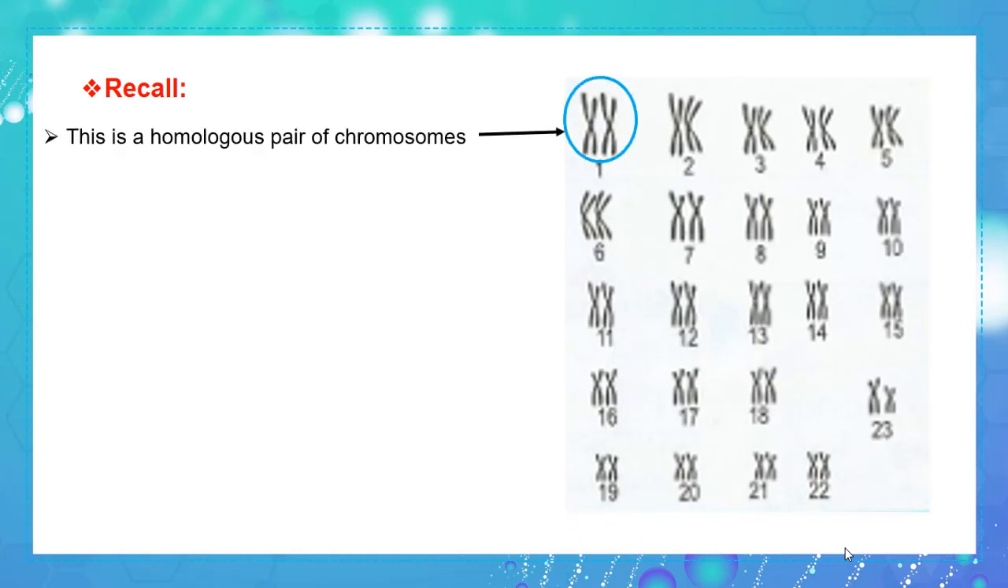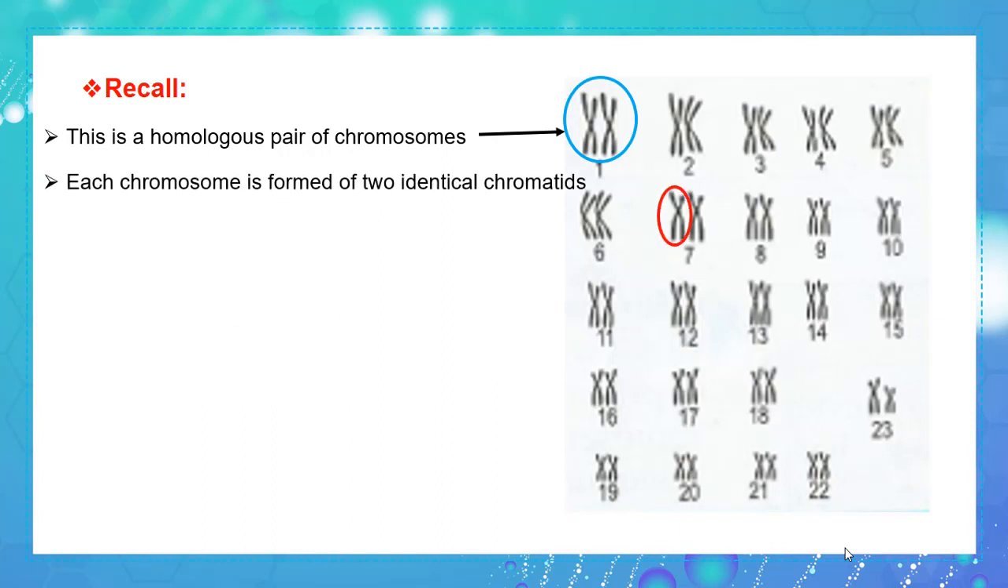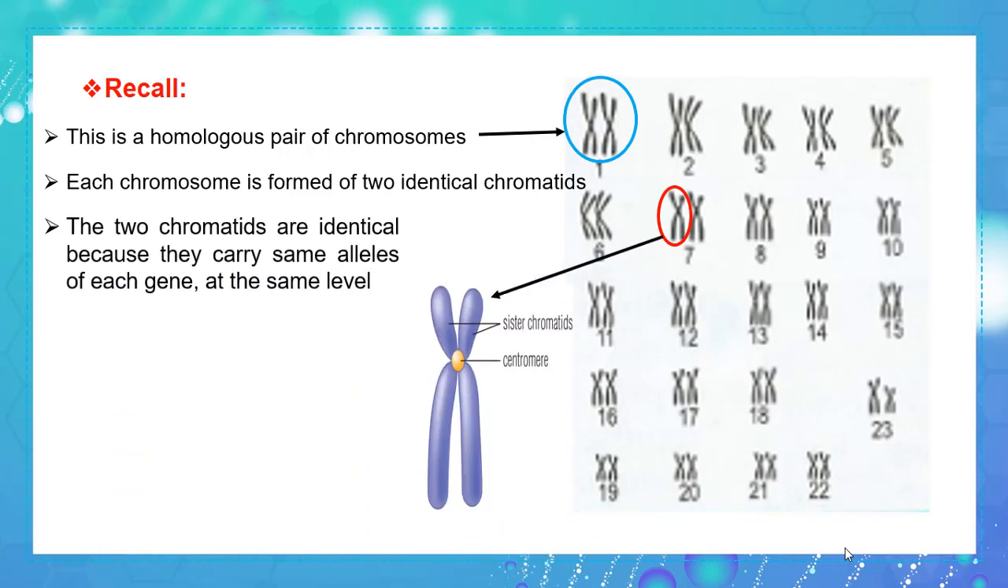In a karyotype, chromosomes are arranged as pairs. The blue circle in this karyotype points at a homologous pair of chromosomes. A chromosome in a pair pointed at by a red circle is a metaphasic chromosome, which means it is a duplicated chromosome formed of two identical chromatids. Those two sister chromatids are identical and carry the same alleles of each gene.